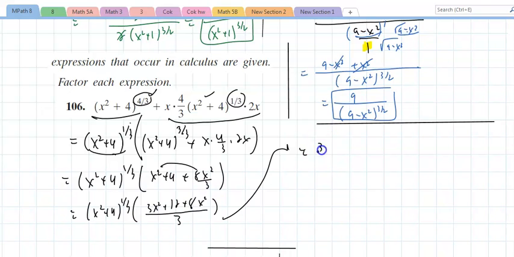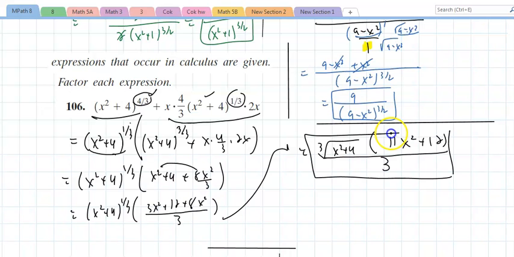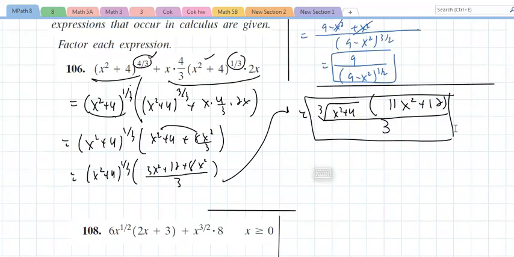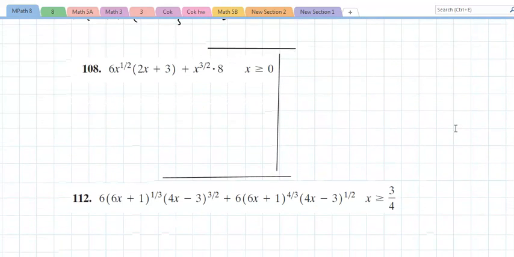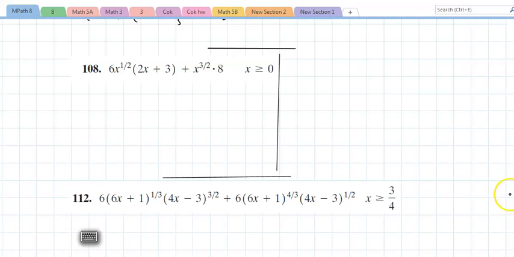that is really the cube root of x squared plus 4 times 11x squared plus 12 all over it. Another problem. I couldn't fit those side by side. I tried. They're too big.